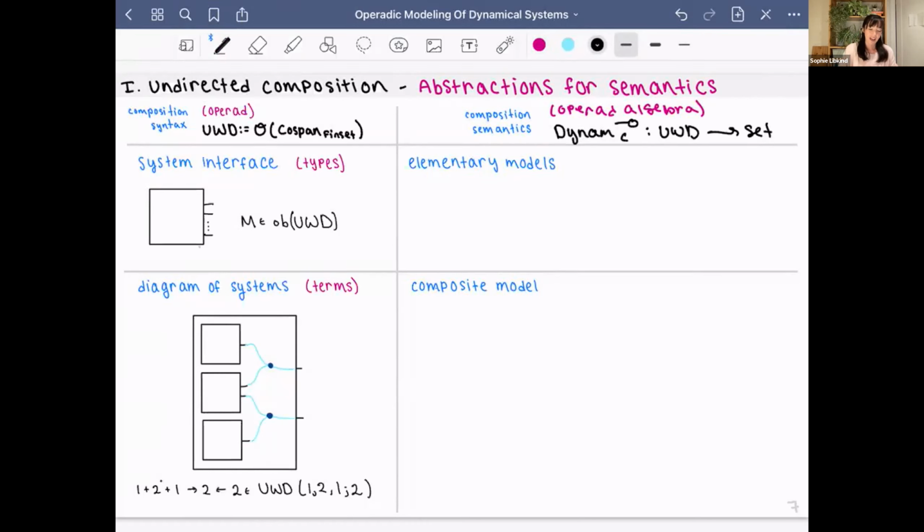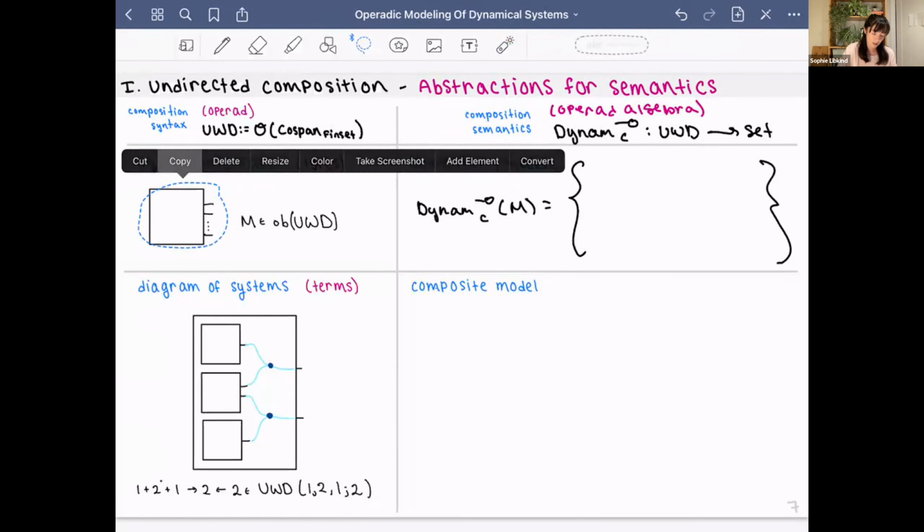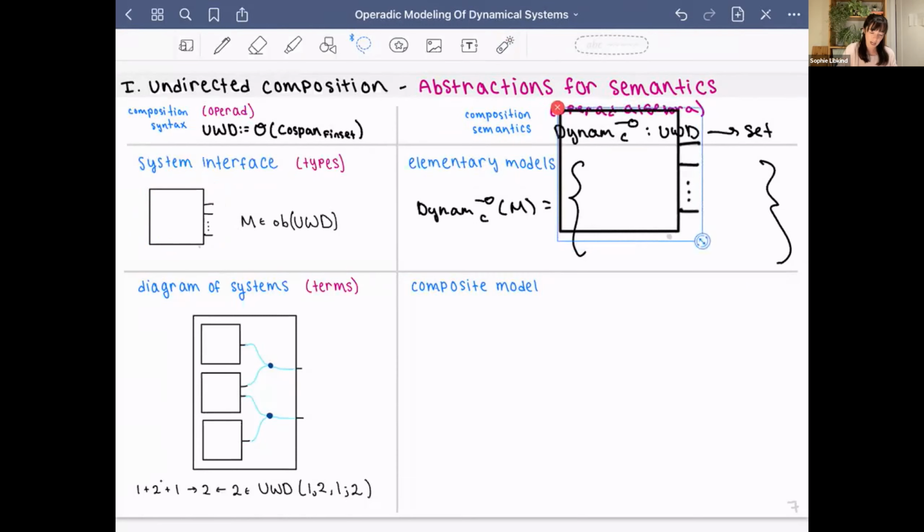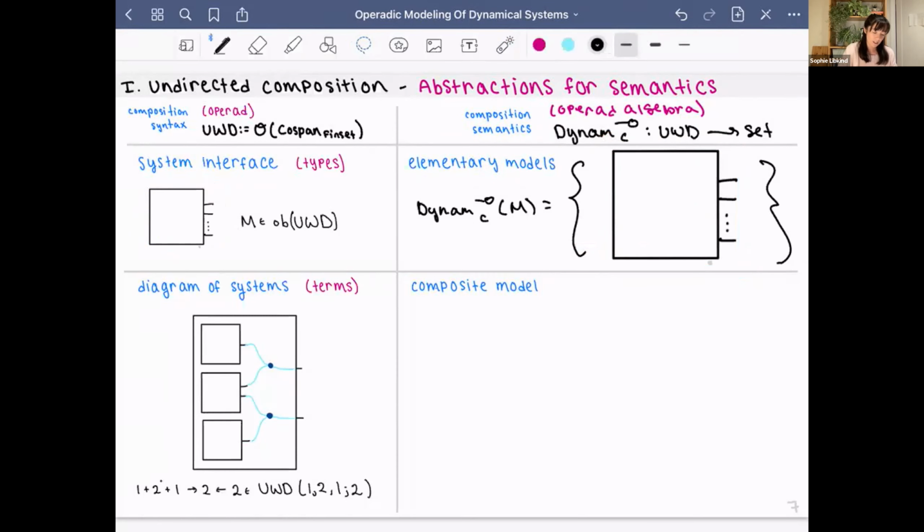Okay, so the next step is to understand how the parts of this operad algebra represent the modeling intuitions of elementary models and composite models. So first, let's think about how this operad acts on types. So how does Dynam act on a finite set M? It's going to be some set, and we think of that set as being all of the elementary models that fill boxes of this type. So what do we need to fill a box of this type? We need 3 things.